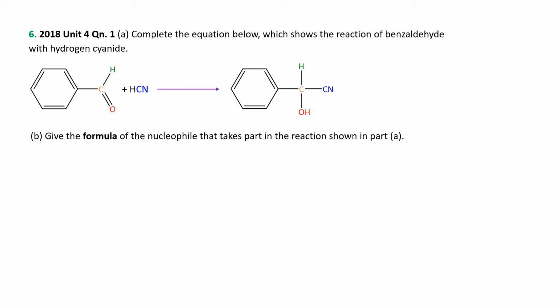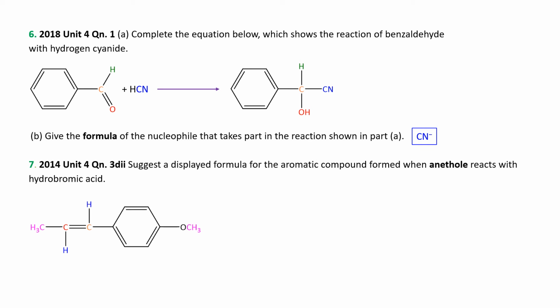Formula of the nucleophile that takes part in the reaction shown in part A. Well, the nucleophile is the bit that likes positive, so it's the bit that's negative, and so it's the CN minus that attacks the carbon first. And in later questions, we'll redo, of course, the mechanism of that.